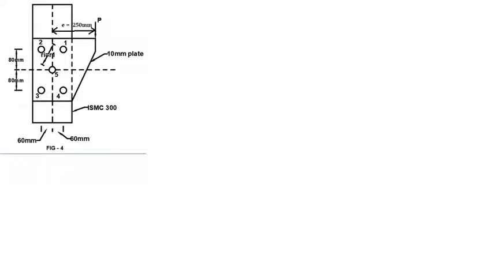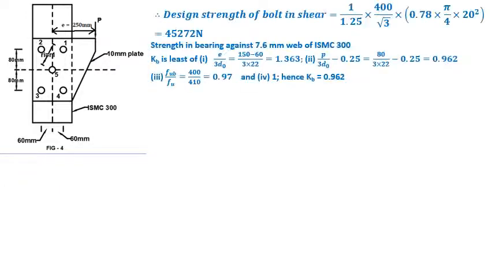For ISMC 300, the web thickness is 7.6 millimeter, and this bracket plate is connected to the web plate of ISMC 300. Now, first of all, we calculate the design strength of bolt in shear. While calculating the design strength of bolt in shear, we consider that one of the planes of shear is touched at the threaded portion of the bolt.